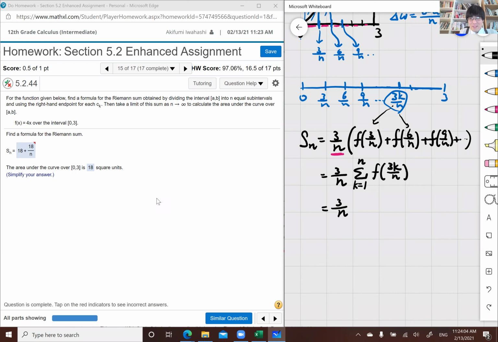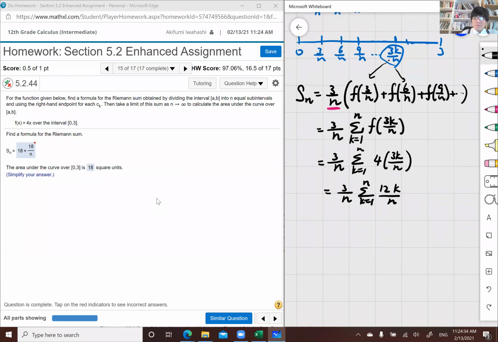Okay, so in this case, the function we have is f of x equal to 4x. So this is going to be 4 times whatever the input is. So that is equal to 3 over n, sigma, k is 1 through n, of 12k over n.